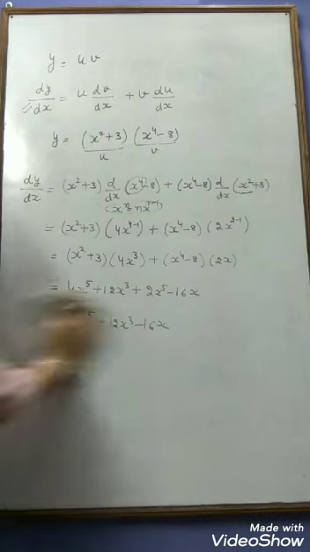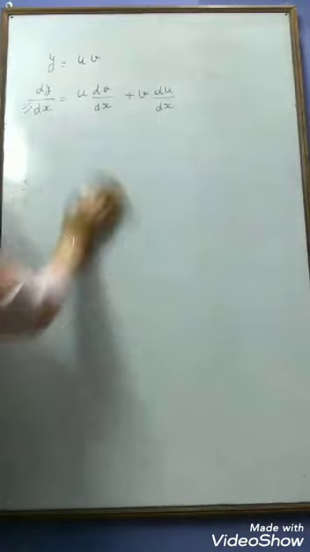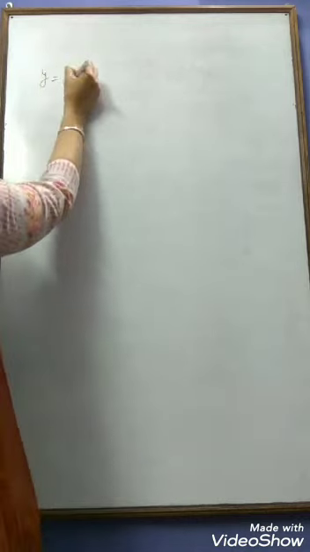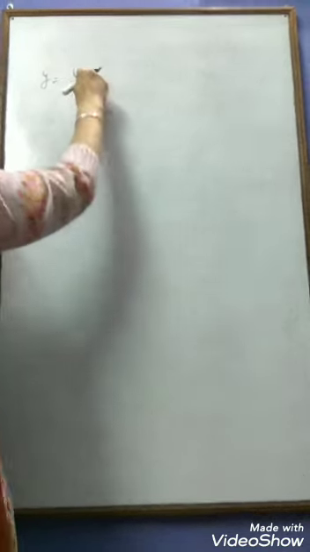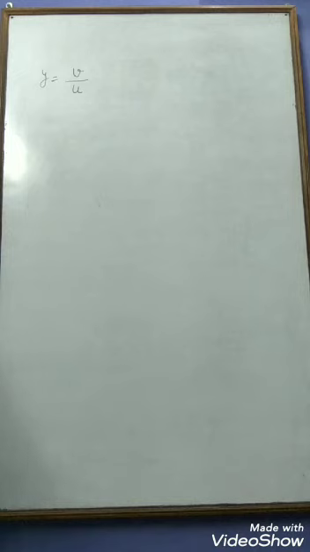Now we have the next one, that is the division formula. The formula used for this is y is equal to u upon v, numerator over denominator. The one that comes below is the denominator, and the one that comes above is the numerator.